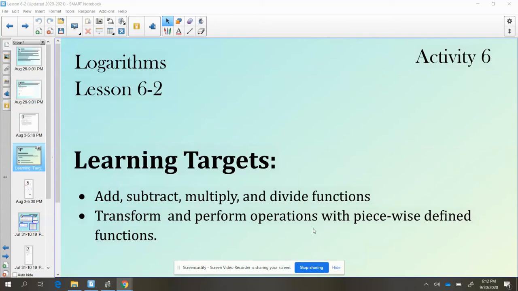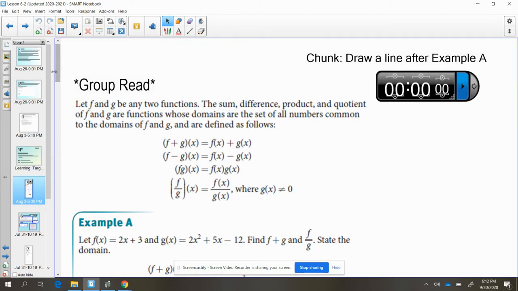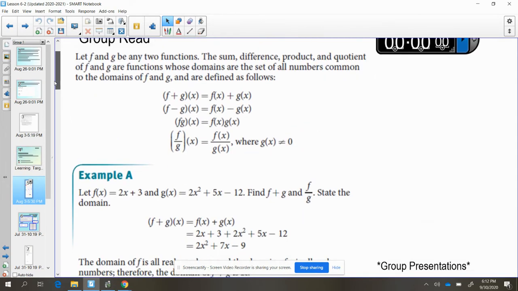All right. Hi, everyone. We are continuing on today with activity 6 and talking about function operations. We're talking about adding, subtracting, multiplying, dividing functions, figuring out domain of them, as well as transforming our piecewise functions. So this first part here talks about your basic combinations of functions.